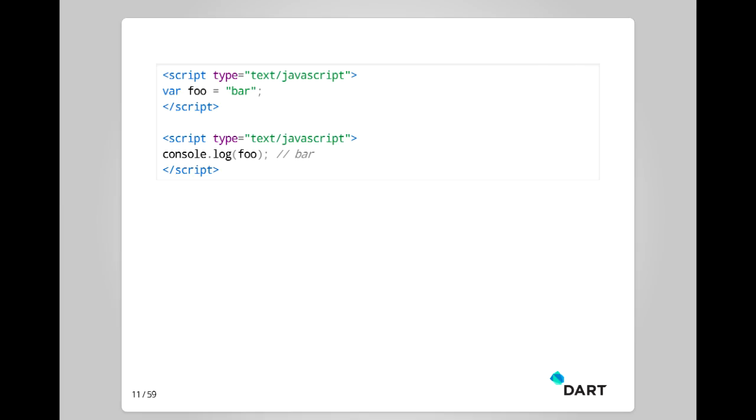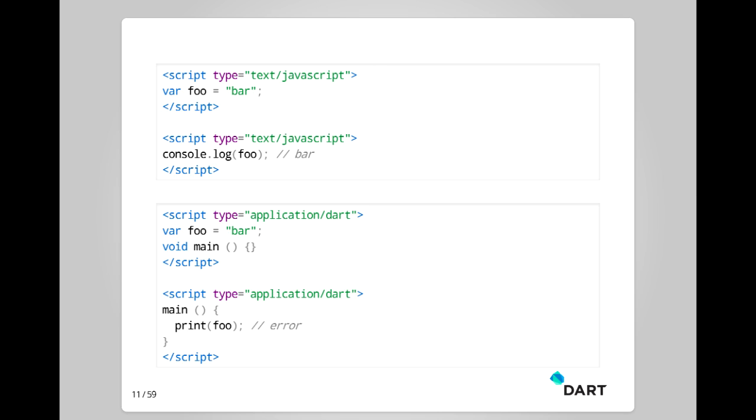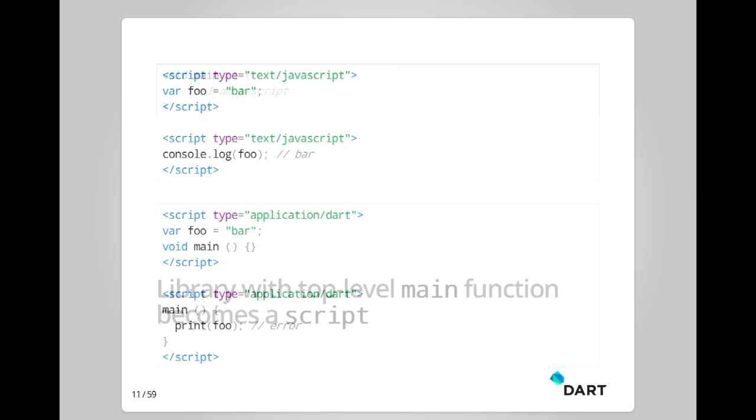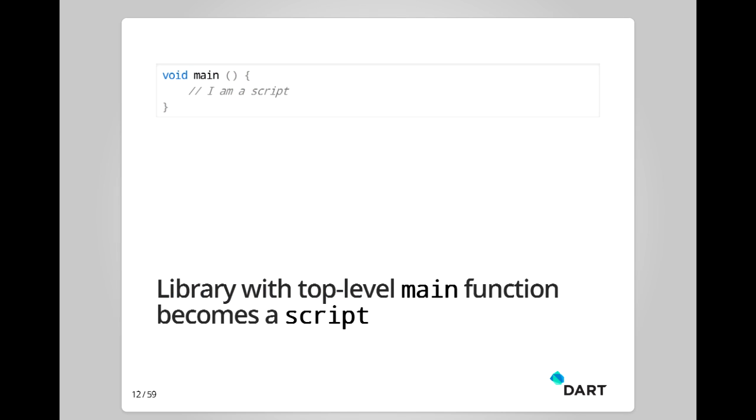So basically, what about the scoping? In JavaScript, we could define a variable in one script and read it in another script. In Dart, it's basically impossible. We get an error that the foo variable is not defined. And if a library contains a main function, it becomes a script. If we pass this file into the virtual machine, it will know where to start executing the code. So for example, this main is a script.